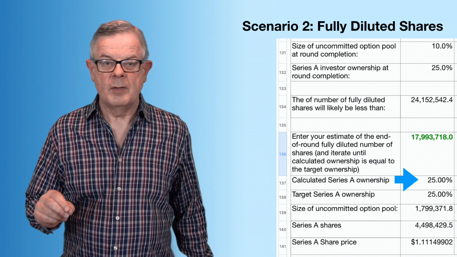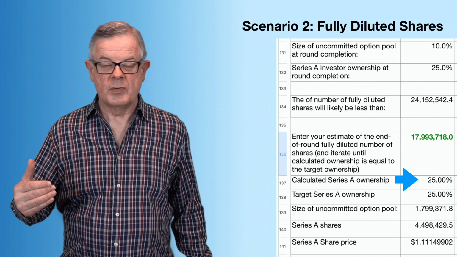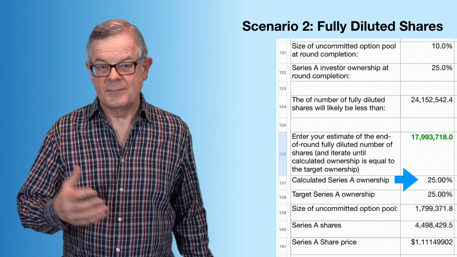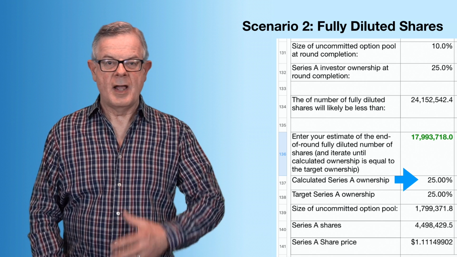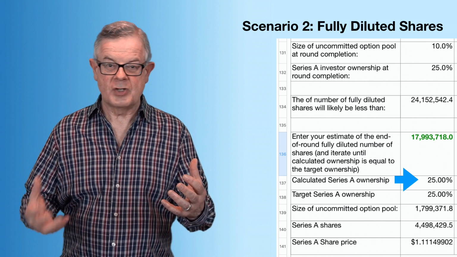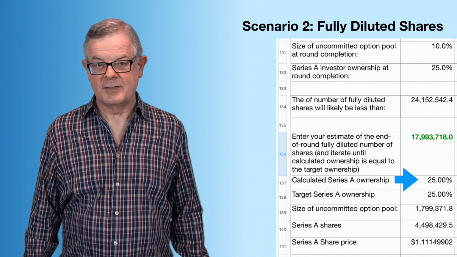And it's easy to come up with the Series A shares now because we know what percent of that number they get. So that's simple math. And then we can determine the price because you know how much money they're investing, you know how many shares they're getting, a little bit of math, and you've got the Series A price.